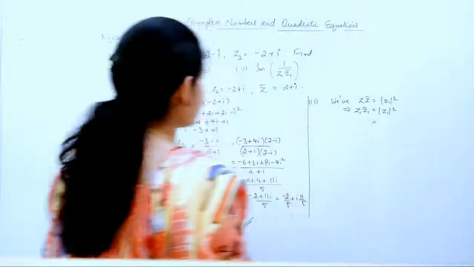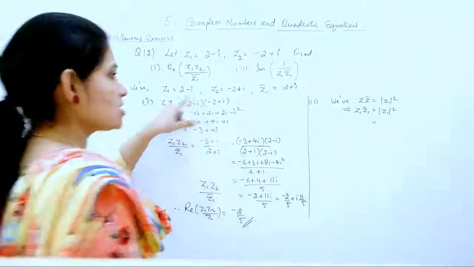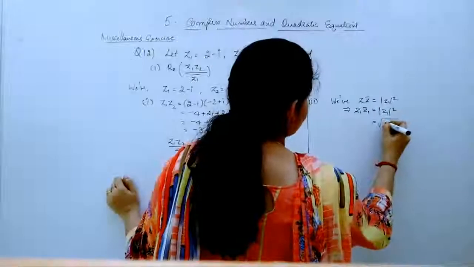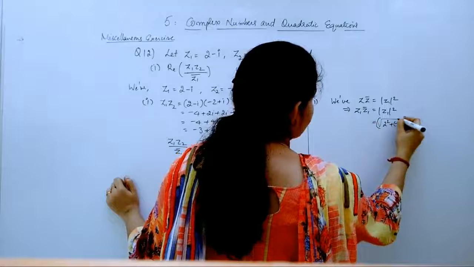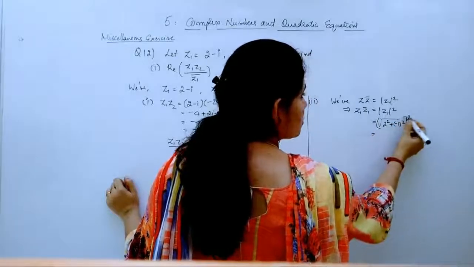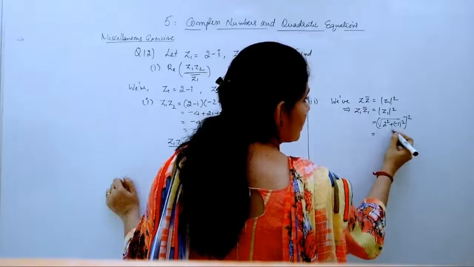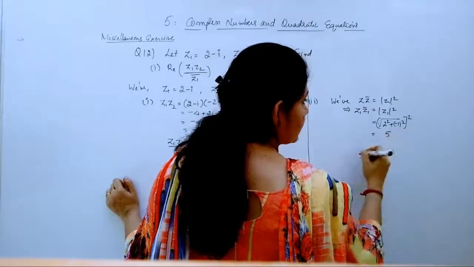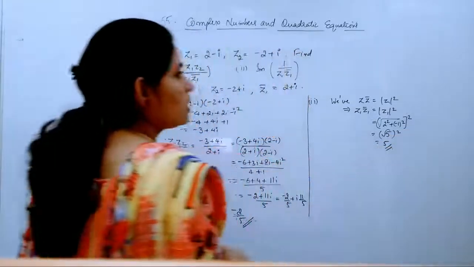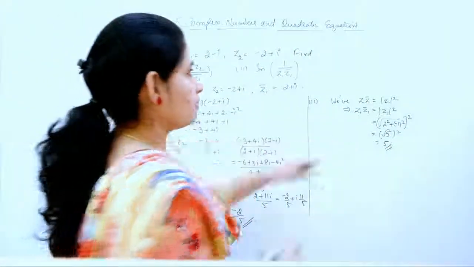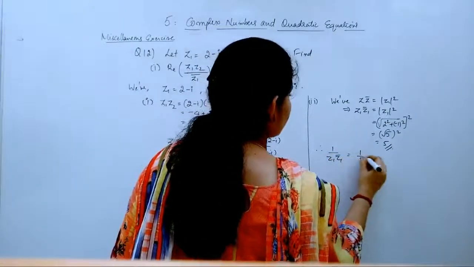What do you mean by mod Z1? It will be root of the real part square plus imaginary part square. So you will get root of 2 square plus minus 1 the whole square, and that the whole square you have, so these whole squares will get cancelled and you will get this to be 4 plus 1, 5. Root 5 the whole square, which is 5. So you got your Z1 bar as 5. Therefore 1 by Z1 bar will be 1 by 5.